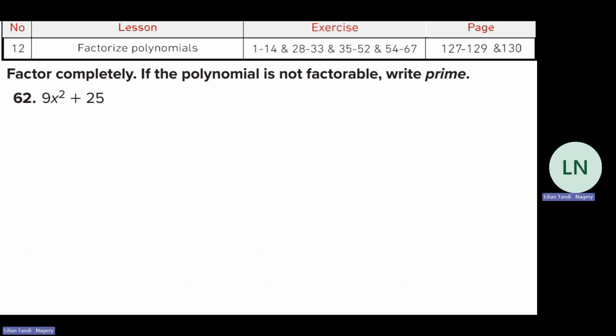This is prime, because this is plus. If it was negative, you could have used difference of squares. But because it's plus, this is prime. Okay.